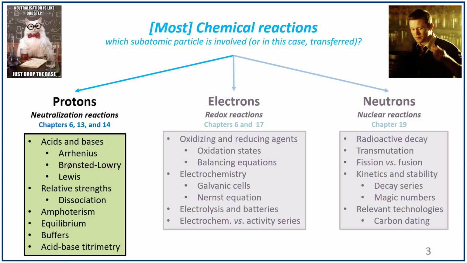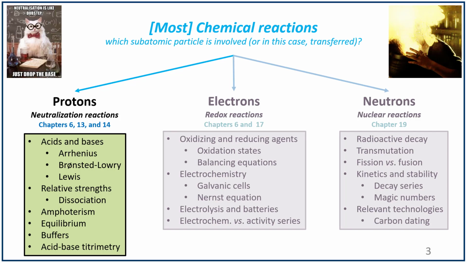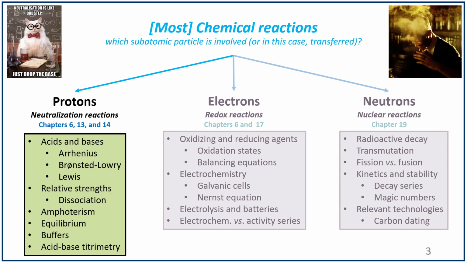So when we talk about acid-base reactions, or about reactions in general, we have a lot of subatomic species involved. It can be protons, electrons, or neutrons. For most cases, they're usually electrons, especially for organic chemistry, and in general for redox reactions. But for acid-base reactions, we're going to look at protons, how they're transferred from one species to another. We're not going to have time this semester to look at neutrons, but that's basically the heart of nuclear reactions, which is in chapter 19 if you want to do further reading.